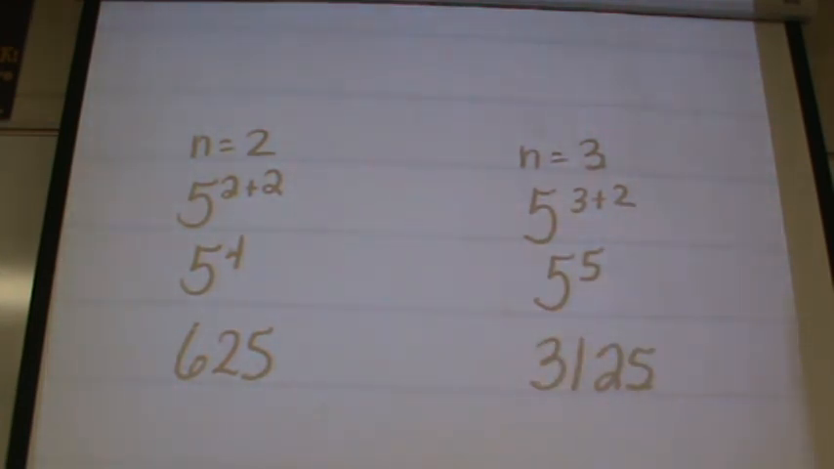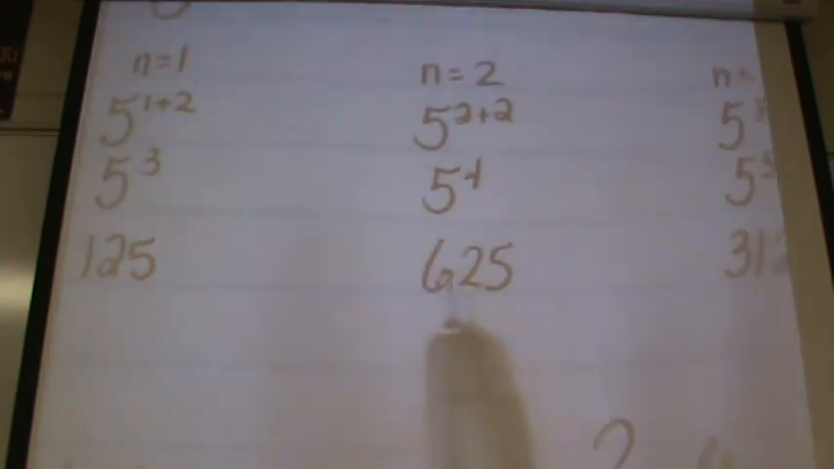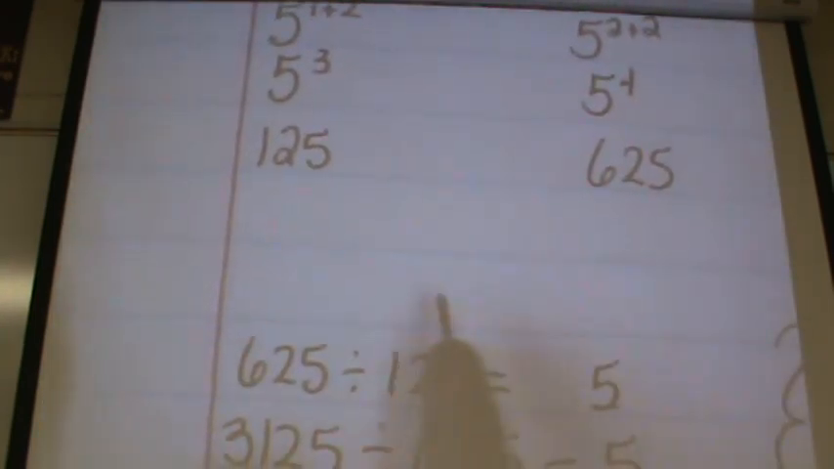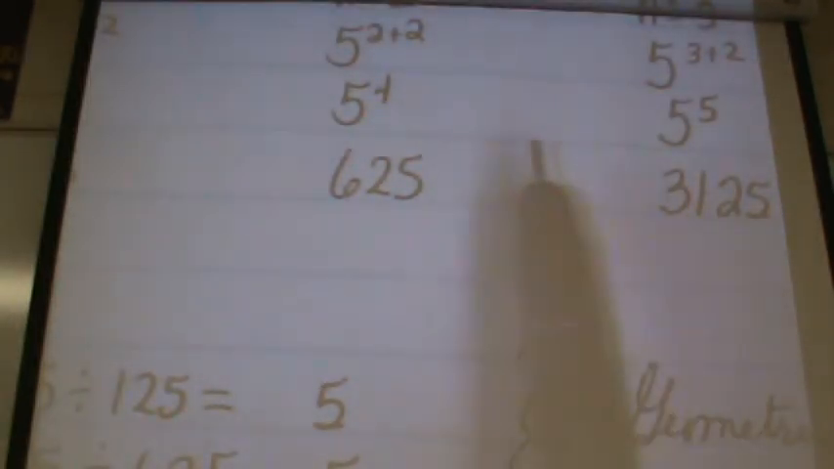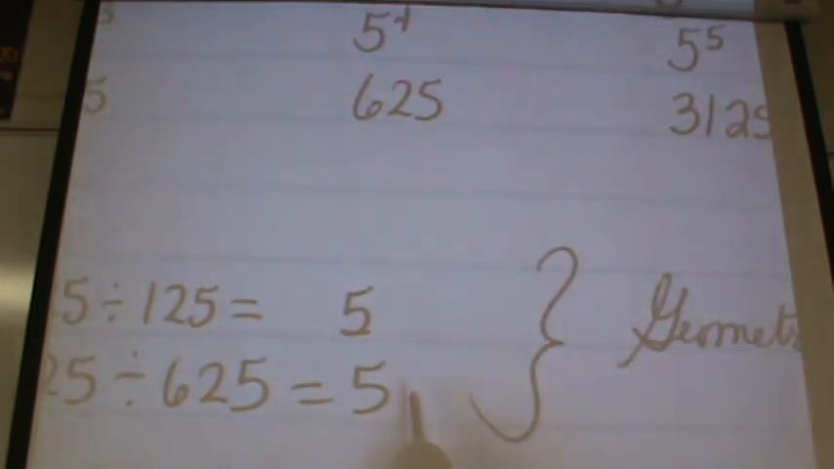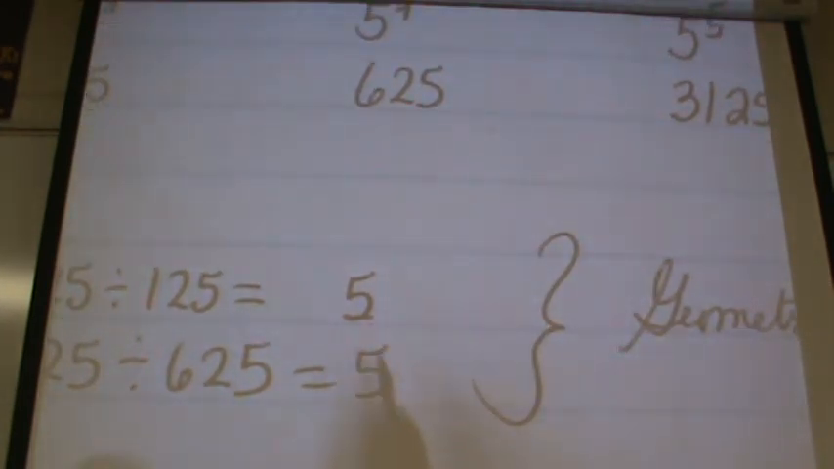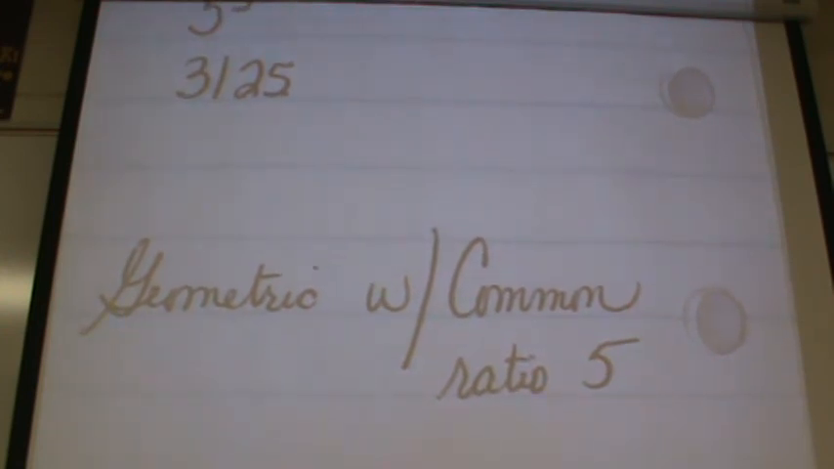And so forth. So seeing that this is geometric, you would take 625, the second term, divided by the first term, you get 5. And then you do the third term divided by the second term, and you get 5. And that's your proof. These are constant, so this is geometric, and your common ratio is 5. This ends the first half of section 1.6.